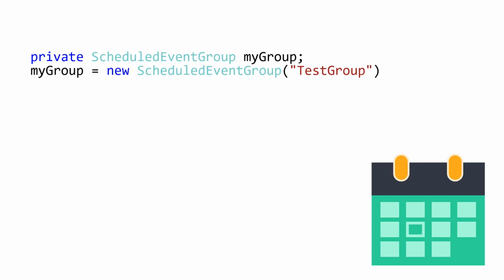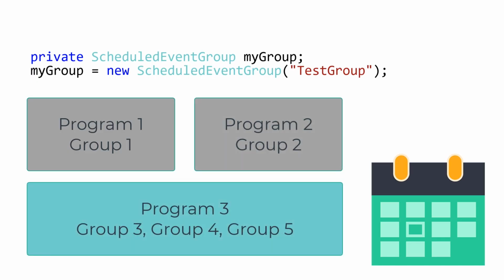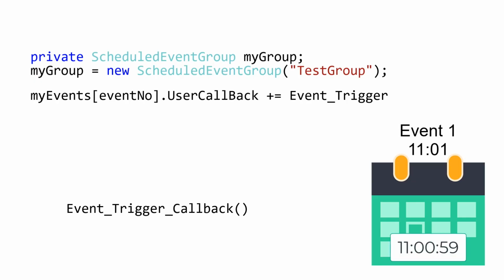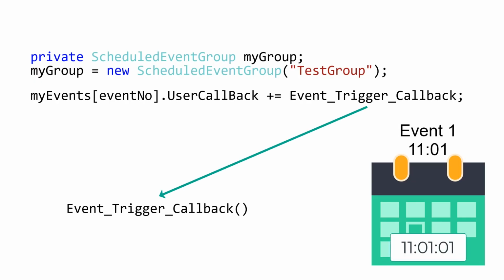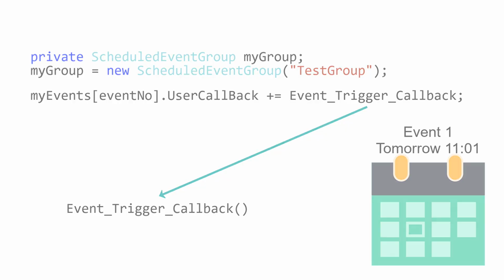Scheduled events on the processor are created in a group. This allows separate programs to have separate schedules, as well as a single program having multiple scheduler groups. When the scheduled event horizon is crossed, the event is triggered to run your code. And the event can reset and trigger again at the same time later.